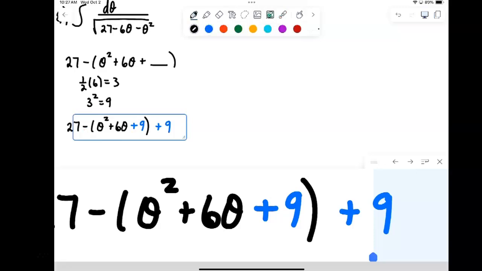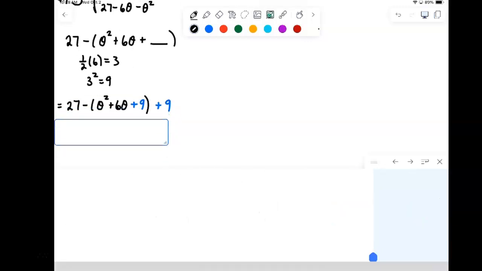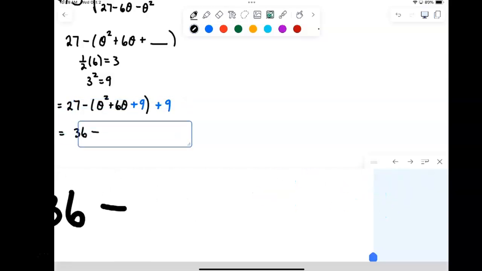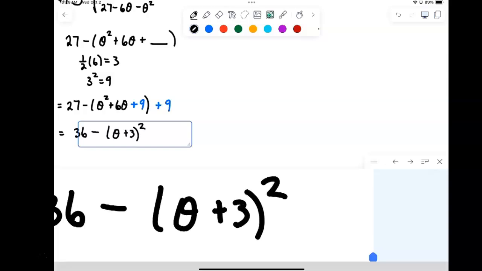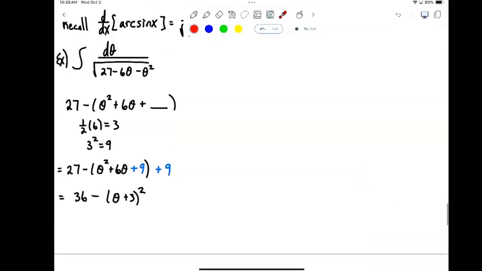Okay, then we can simplify. 9 and 27 is 36. And then this piece can be factored now as theta plus 3 quantity squared. So we've now turned it into something minus a quantity squared. We've completed the square, and that's going to allow us to actually work with this integral. So now that we've done the completing the square process, we can go back and plug that in.